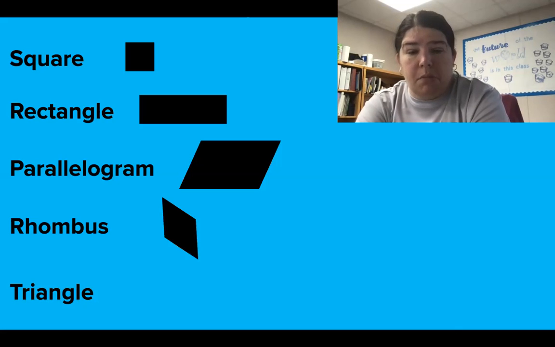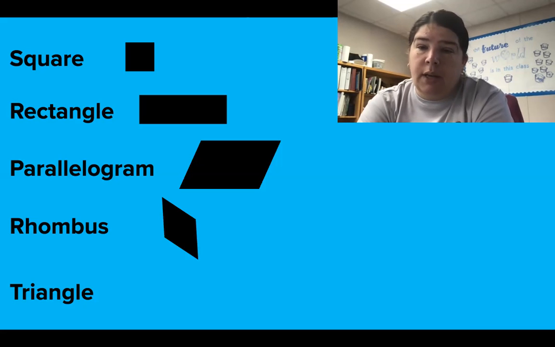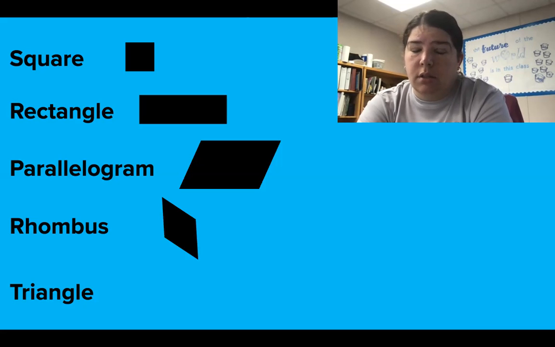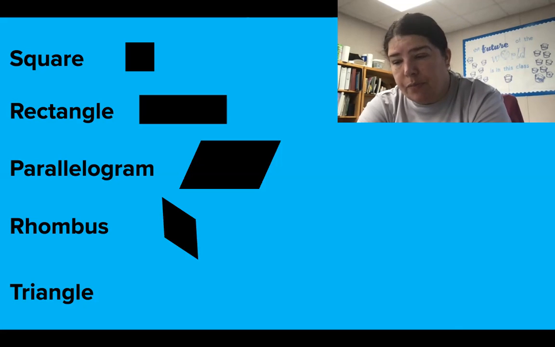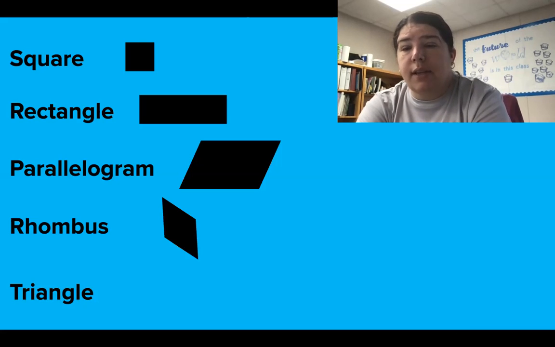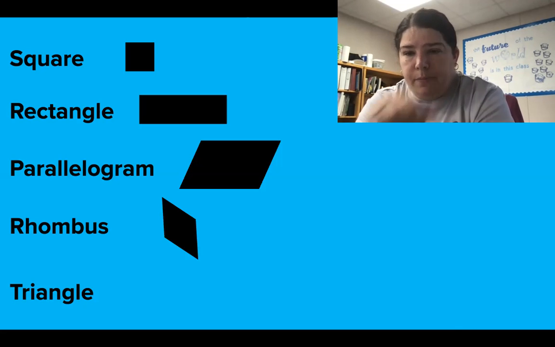The rhombus is, again, almost like that parallelogram. The rhombus is kind of slanted, right? It doesn't have right angles, okay? It doesn't necessarily have right angles. If it had a right angle, it would be a square. But all four sides are the same. It does have four sides and four angles. And all those sides are the same size.